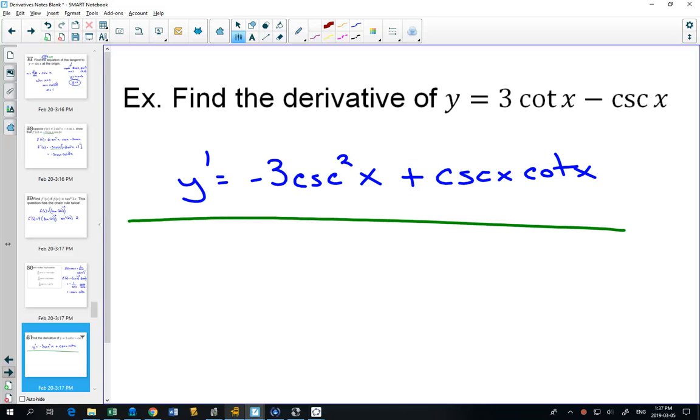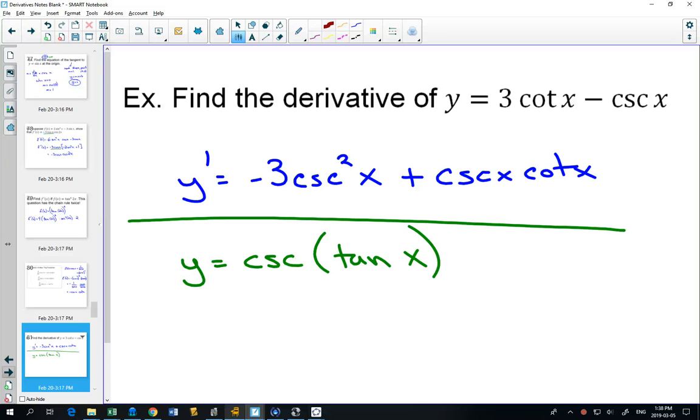I'm going to add one more example just to add something that feels a little bit different. Let's do cosecant of tan x. So from your formula, your derivative of cosecant is negative cosecant cotangent, okay? Which is different because there's two x's in the derivative.